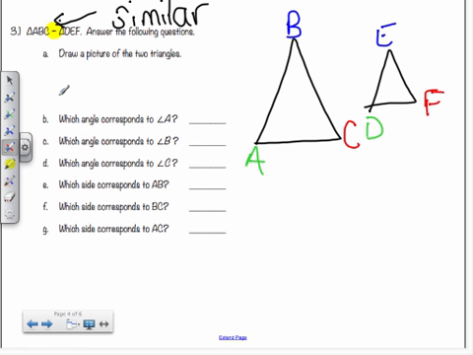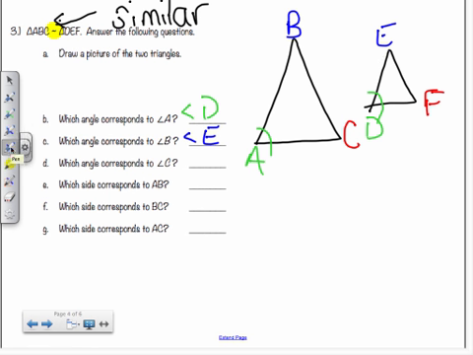Now let's go ahead and answer questions B through G. Question B says, which angle corresponds to angle A? If you look at it right here, angle A is the same thing as angle D, so my answer is angle D. Please go ahead and see if you can answer questions C and D, and then when you're done, compare your answers with mine. Which angle corresponds to angle B? Angle E, because they're in the same position in the triangle name as well as the actual triangles.